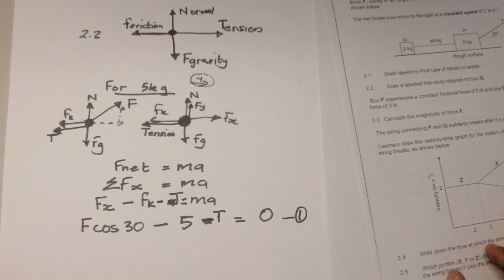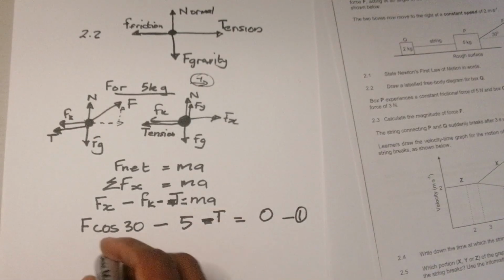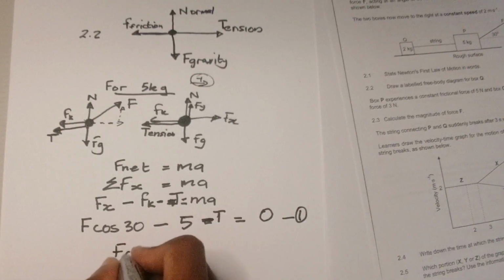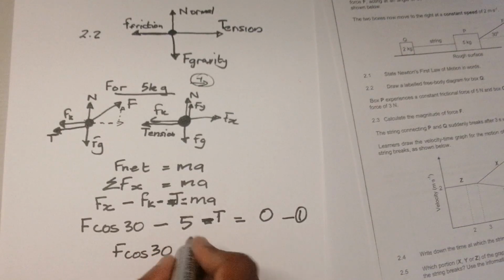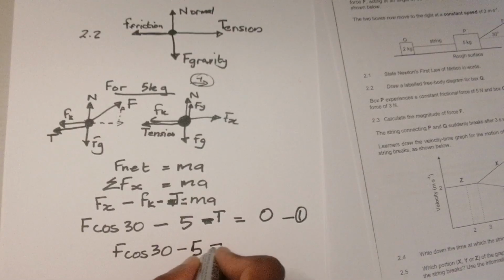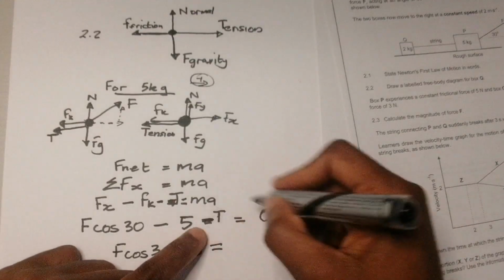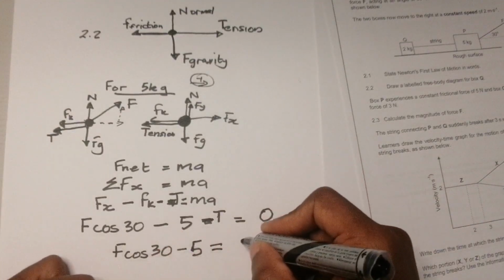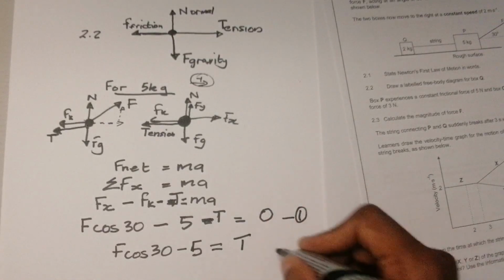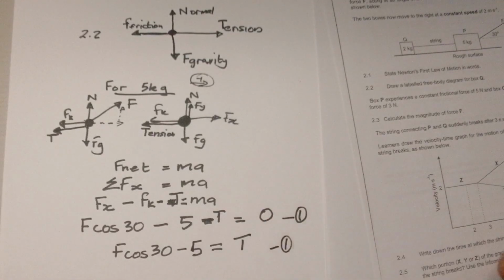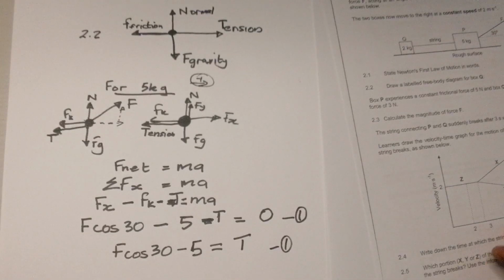I'm going to leave it there. If you wanted to, you are more than welcome, by the way, to even go as far as saying F cos theta, F cos 30 rather, minus 5 is equal to, if you take that to the other side, that becomes a positive. So that's equal to the tension, and you can have that as your equation 1. Nothing wrong with that.